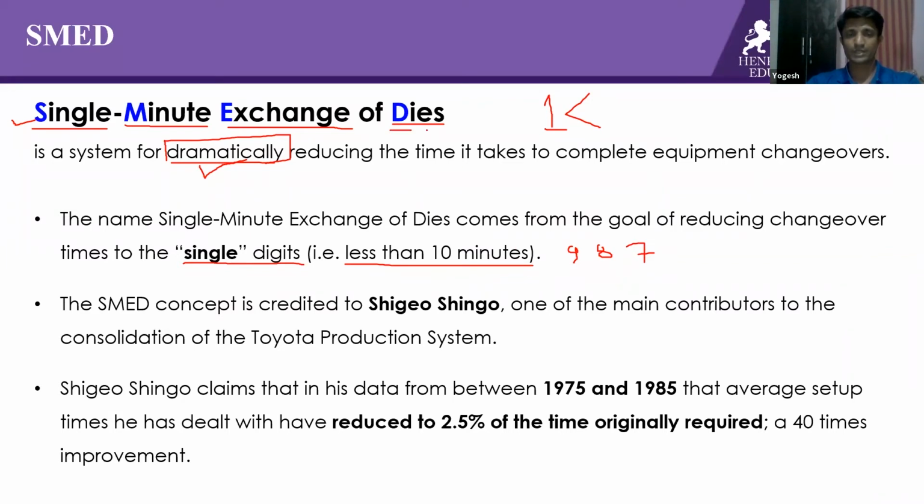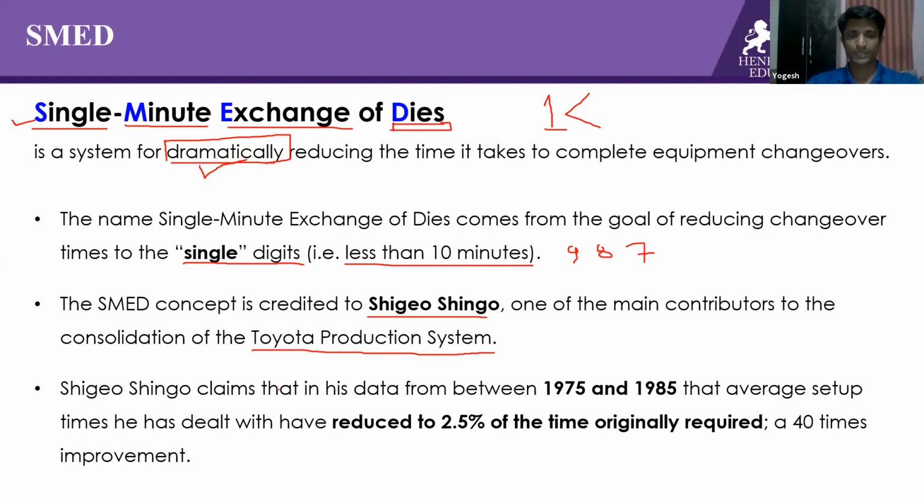The word dies comes from the manufacturing industry, where dies are used to do the changeover. There are dies that are used to make a product, and when they need to do a product changeover, they have to change these dies. So from there this word die has come. SMED was one of the main contributors that consolidated the Toyota production system. As always, everything is traced back to the Toyota production system, and the legendary person credited for this process is Shigeo Shingo. He is the one who introduced everyone to this concept called SMED.